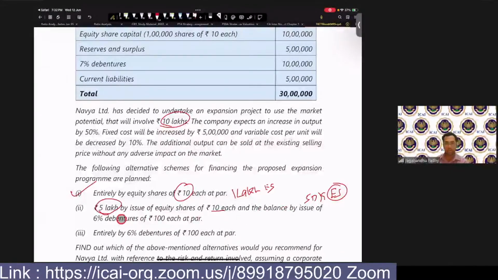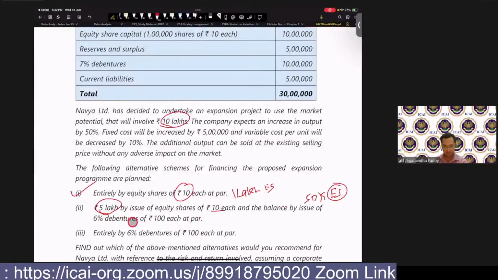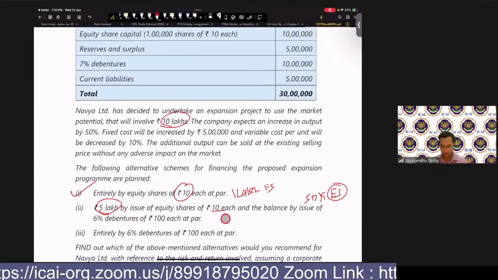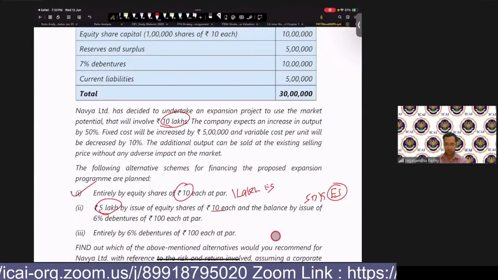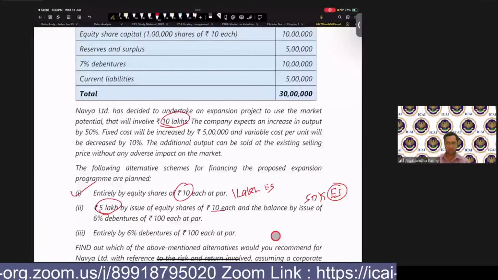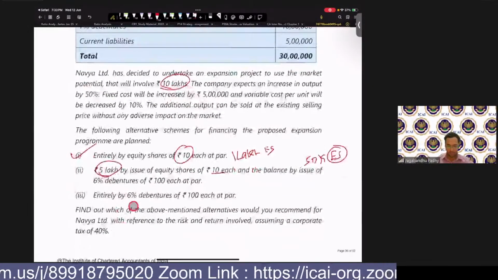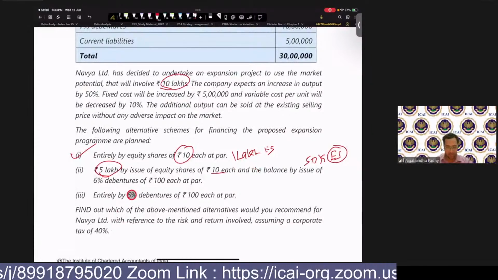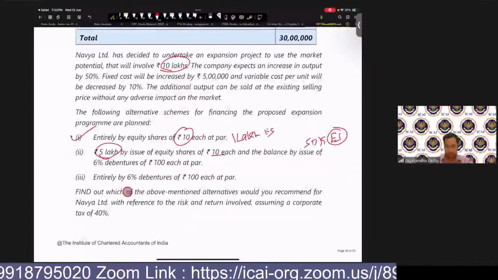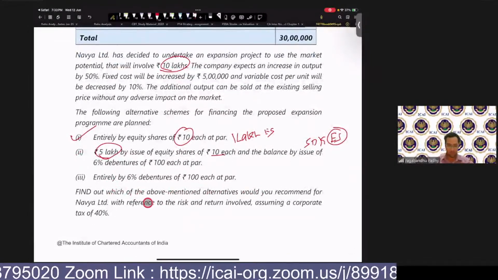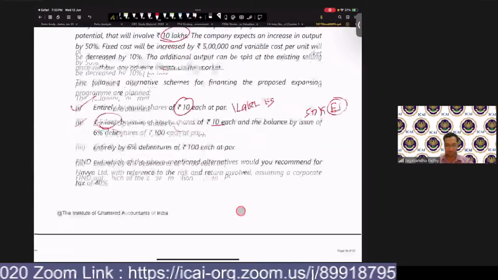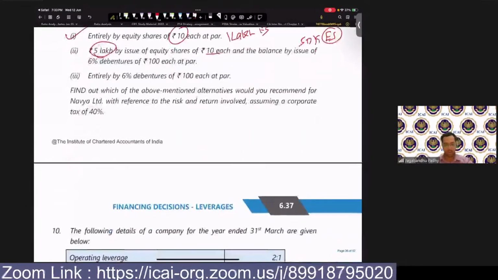The balance by issue of 6% debentures of 100 each at par, the combination of debt and equity. And the third plan is issuing 6% debentures in entire. Find out which of the above alternatives you recommend for Navya Limited with reference to risk and return involved, assuming a corporate tax rate of 40%.